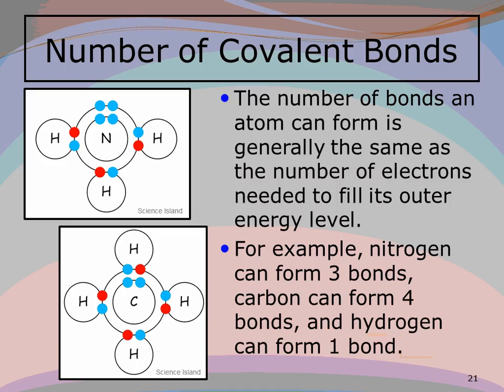So when we see them like this, sharing that outer orbit, that's a covalent bond. And the next question asks us, this is a pretty good question, how many covalent bonds can an atom form? And that's just as many as it needs. In other words, if it needs 3 electrons, it can form 3 covalent bonds. If it needs 4 electrons, it can form 4 covalent bonds.